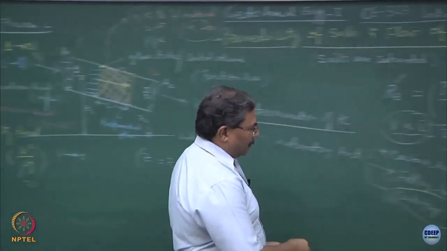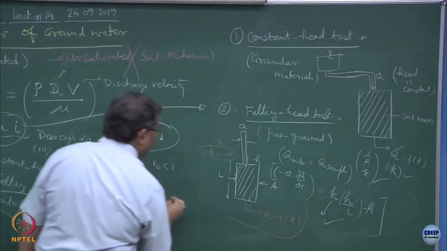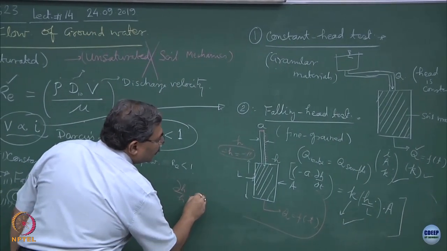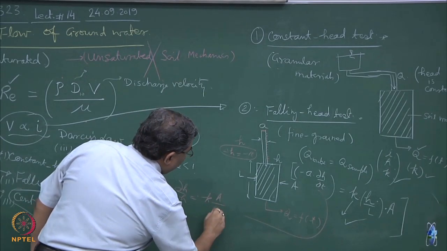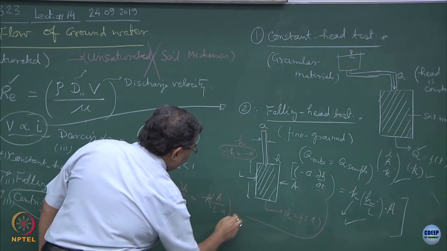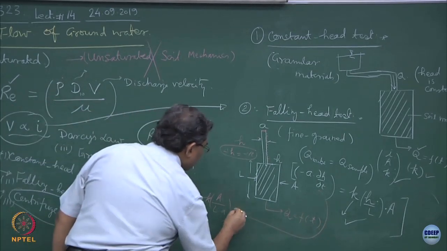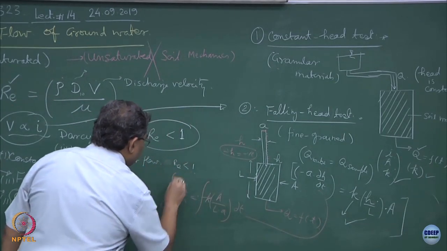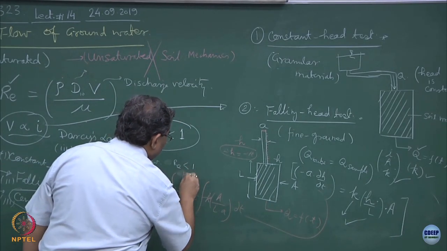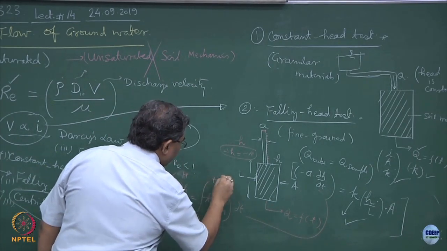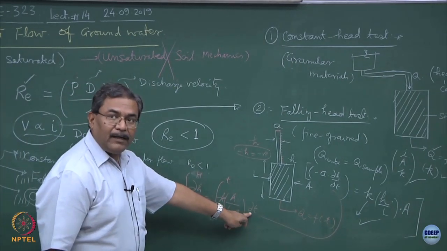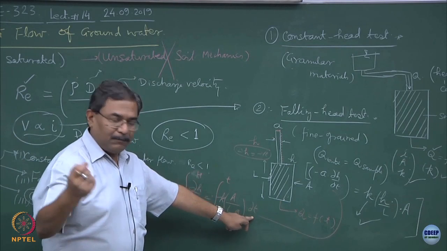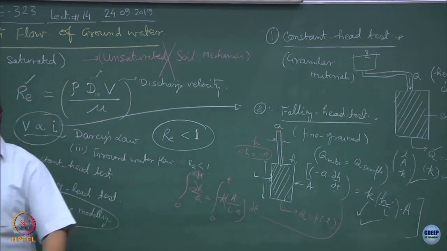This will be del H upon H equal to K A upon L into A into dT, and then integrate it from 0 to H, capital H or whatever. Fine. So, this becomes a log function, log of H equal to K into L into T. At a given time you measure what is the value of the head, substitute it and solve this.